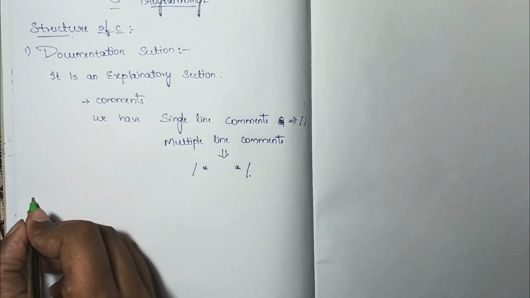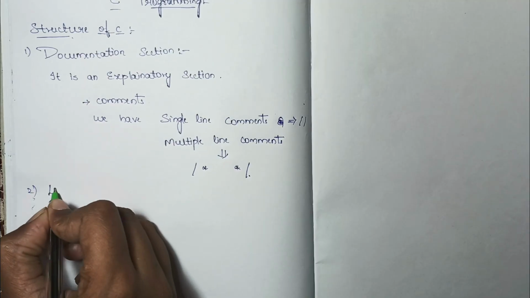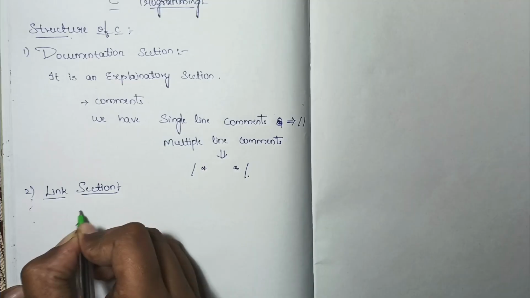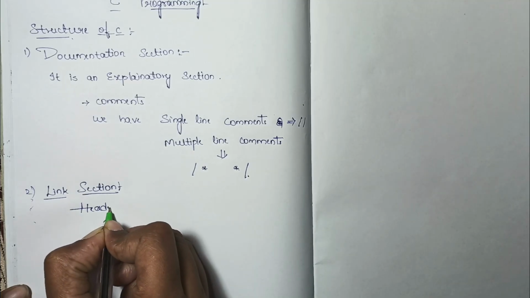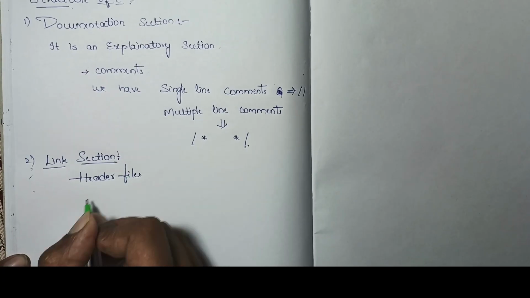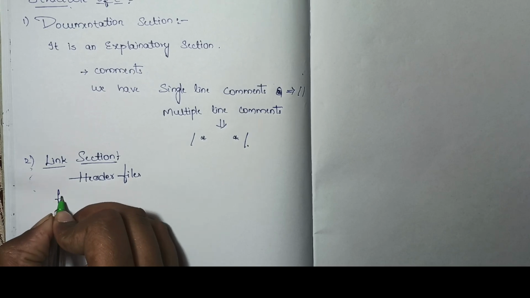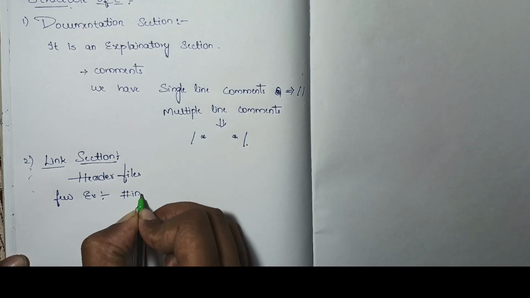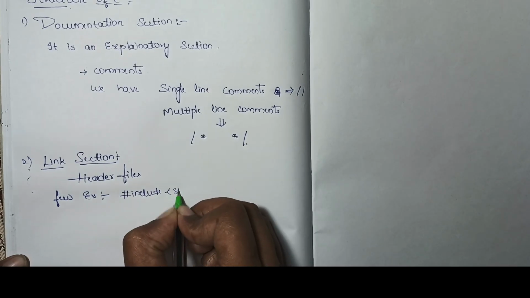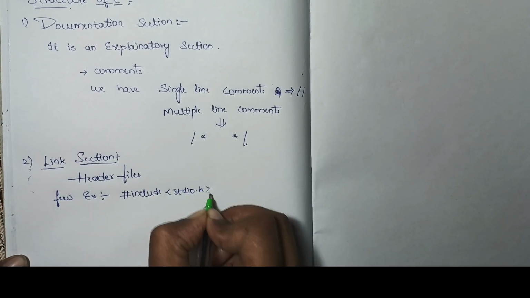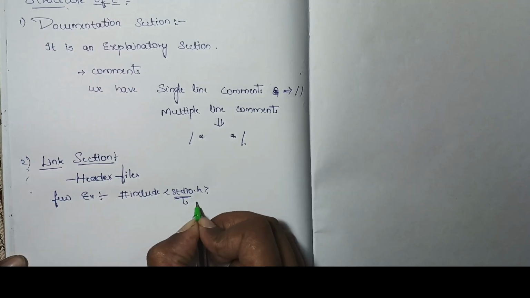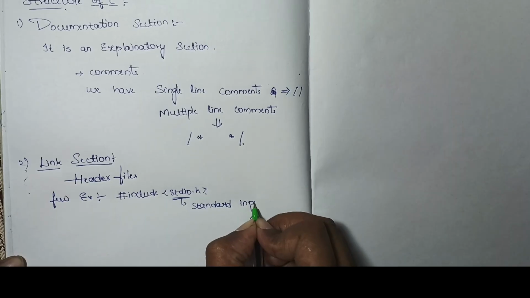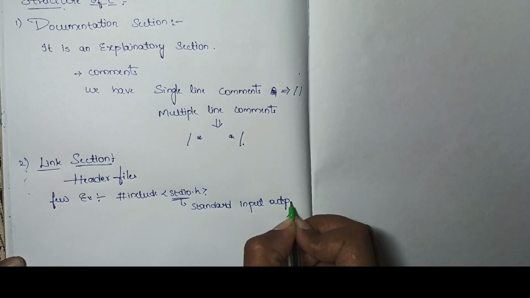In the next section, we have link section. In this, we link all the header files to our codes. A few examples for header files are #include <stdio.h>. This stdio stands for standard input output functions.